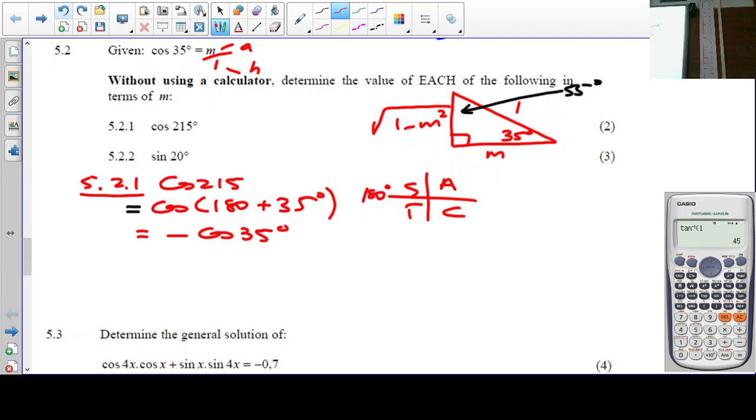Now I know some of you also do it without that. You don't have to do this. You can leave it out, no problem. There's no mark allocated for that. So what does cos stand for? Adjacent over hypotenuse. But we know from the given ratio that cos of 35 is m. So the answer is negative m.